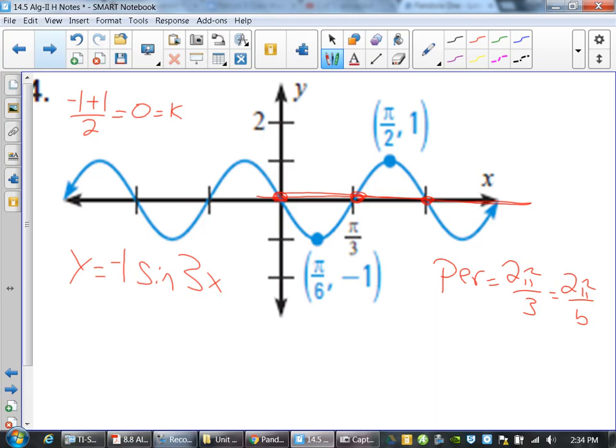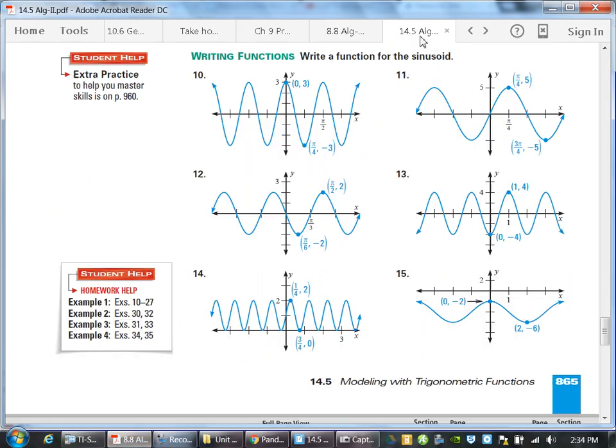Okay. So on these problems for tonight, it's on 14.5. I want you guys to do 10 through 15. Just write 6 graphs, 6 equations. I know you can. Page 865, do 10 through 15. Just 6 quick graphs. And I'll leave it up here so you guys can do it.